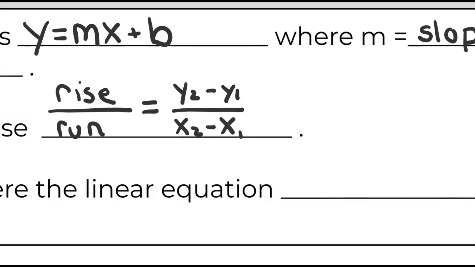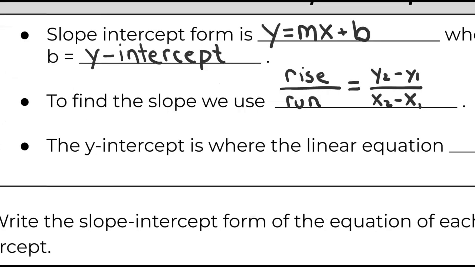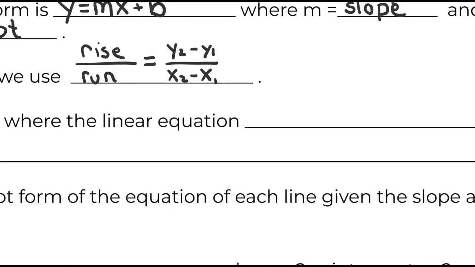Remember, the little numbers underneath, the subscripts, just stand for the fact that we have different points, and we have two of them. So we take y2 minus y1, the difference in our y values, and x2 minus x1, the difference in our x values. And our last bullet point: the y-intercept is where the linear equation crosses the y-axis.